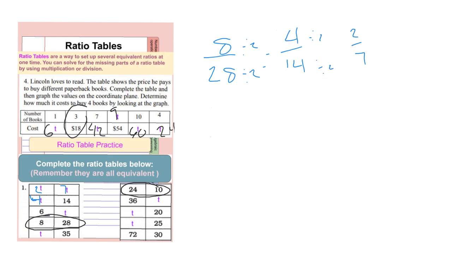Okay, so we had 8 and 28. If 2 is 7, then 10 would be 35, because 2 times 5 is 10 and 7 times 5 is 35. So 10 is going to be our blank down there.